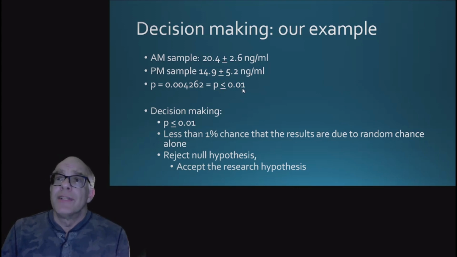In terms of decision making, we're looking at a p-value less than 0.01. That means that there is less than 1% chance that the results we are observing in this experiment are due to random chance alone if that null hypothesis is true. That means that we are going to reject our null hypothesis, and in the act of rejecting our null hypothesis, we are going to be accepting our research hypothesis.